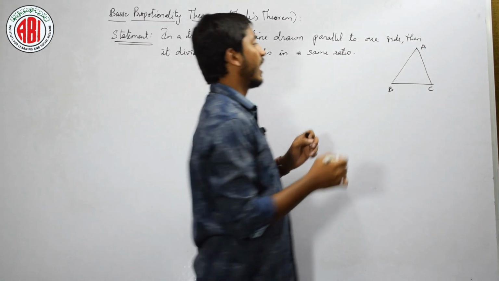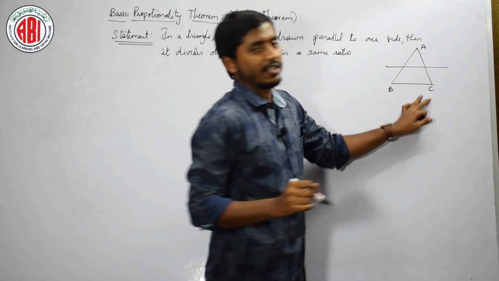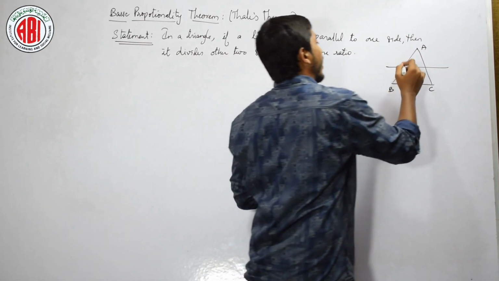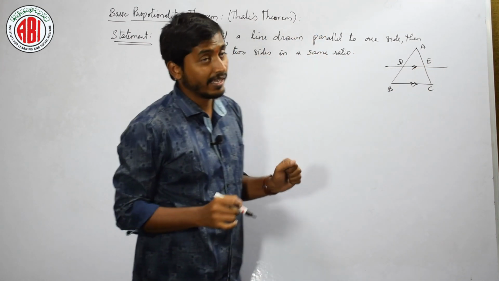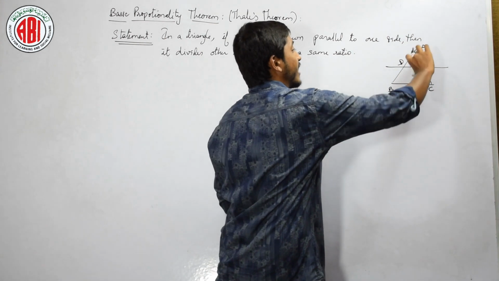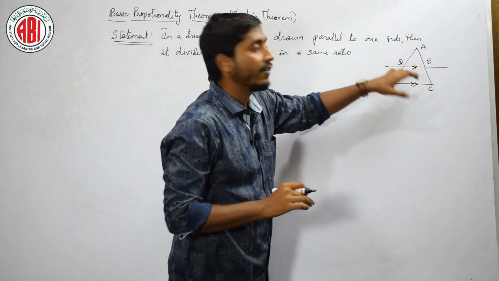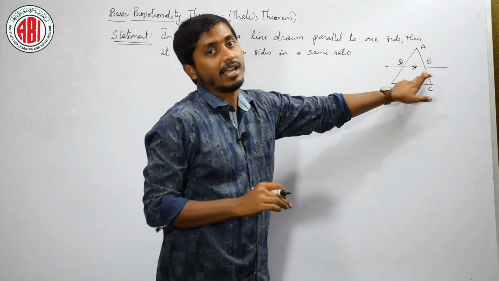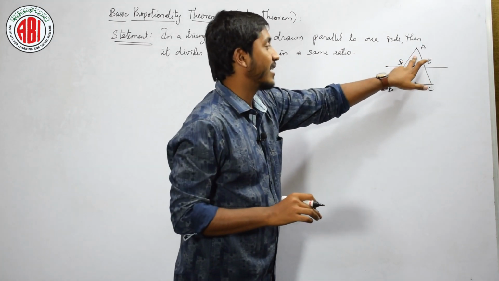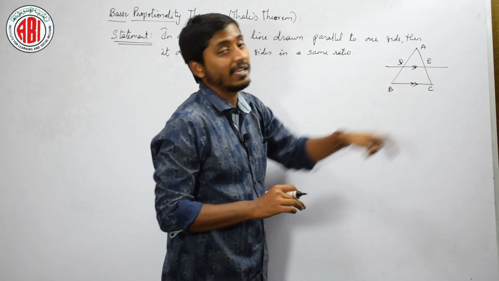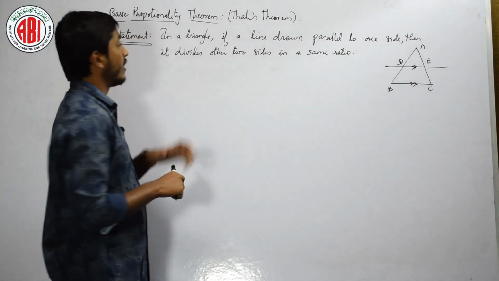He is telling that if some line is drawn parallel to BC, let us assume some line DE is drawn parallel to BC, then it divides the other two sides, that is AB and AC, in the same ratio. Same ratio means, if I cut one side in half, it should cut the other side in half too, that is, 1/2 and 1/2. He is asking us to prove AD by DB is equal to AE by EC, the ratio must be the same.